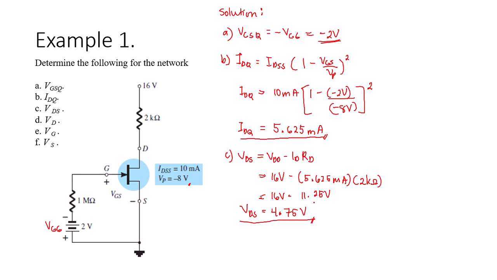Okay. So next is the value of VD. So VD is from here to the ground. So what is the value of VD? VD is simply equal to the value of VDS. So they are the same, also with a value of 4.75 volts.